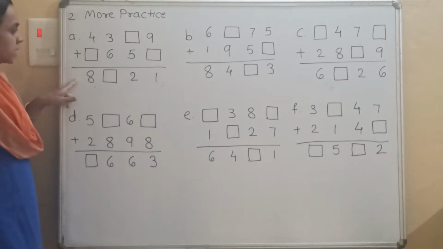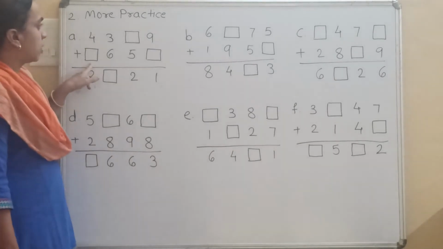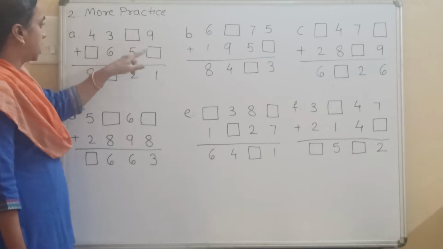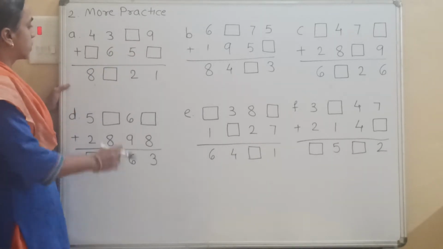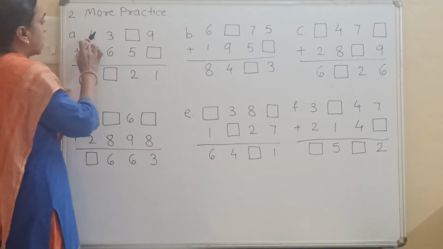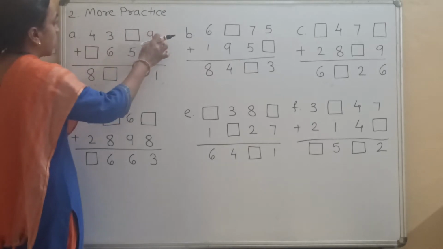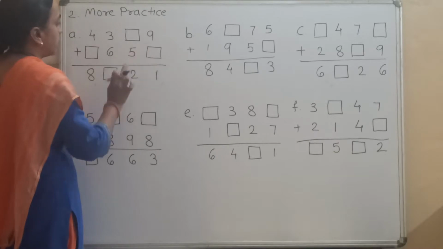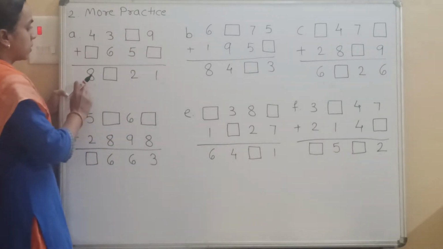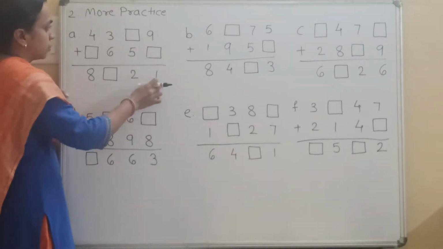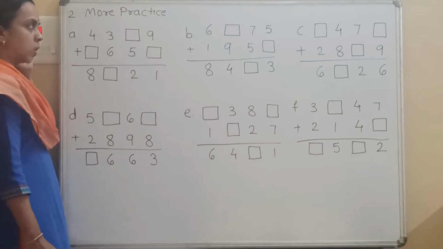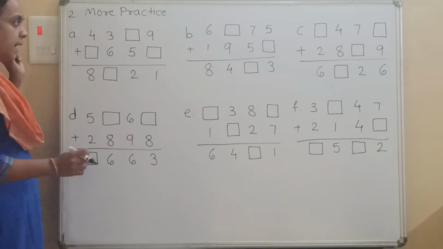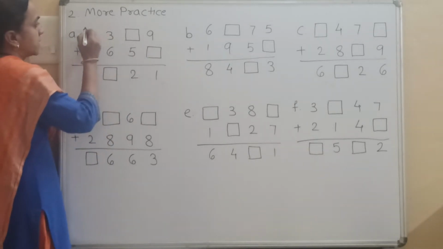So in this more practice question, we have to add now 4-digit numbers and we have to fill in the empty boxes. So first example is 4, 3 empty box 9 and plus empty box 6, 5, again empty box equal to 8 empty box 2, 1. Okay, so in this 9 number, which number if we add, then we will get the answer 1.